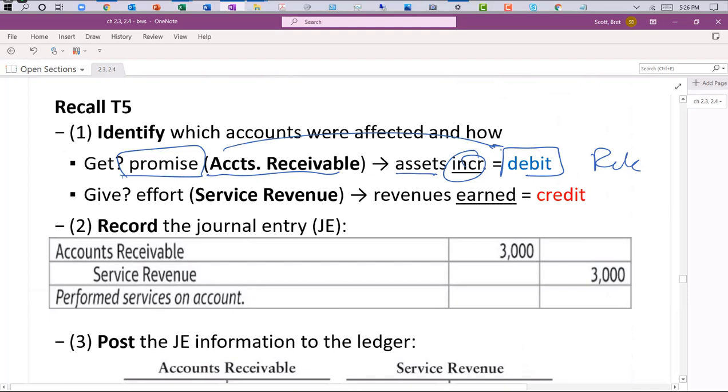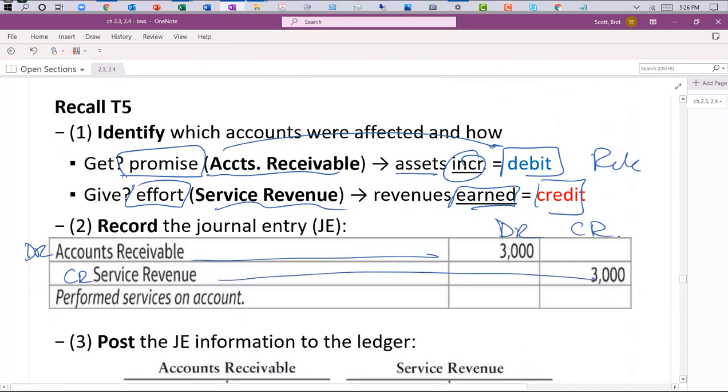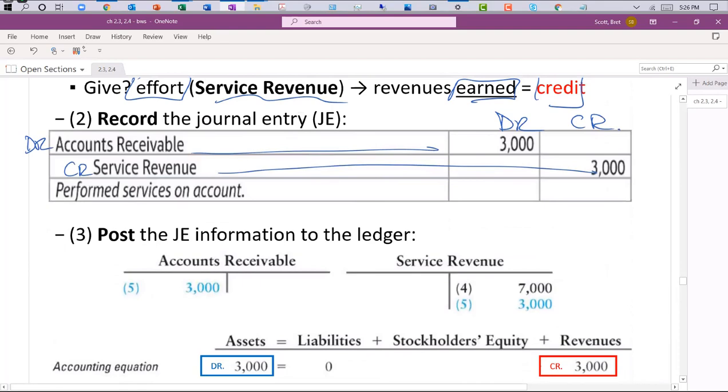Let me go a little step further. Effort results in revenue earned. Revenues are almost always credited. So plug in my debit, plug in my credit, put the amounts in the appropriate debit and credit column. Then what do we do next? Post the information to the ledger.